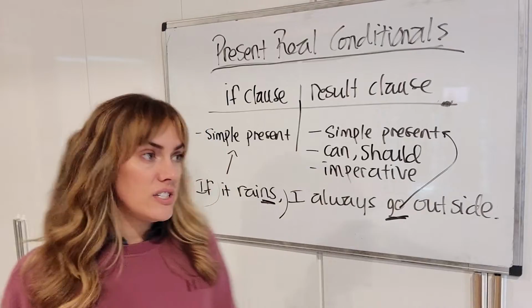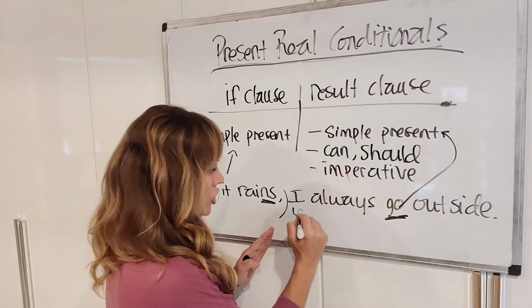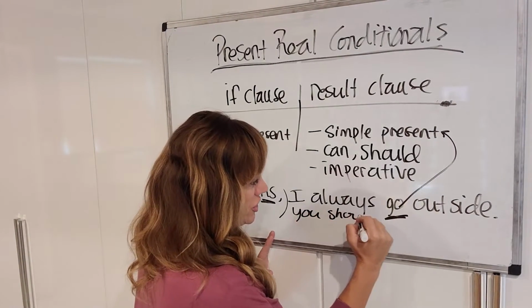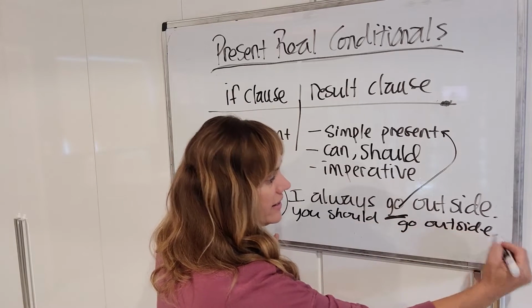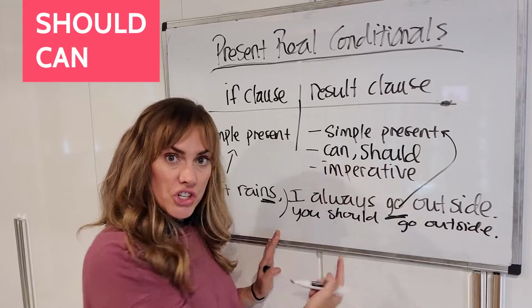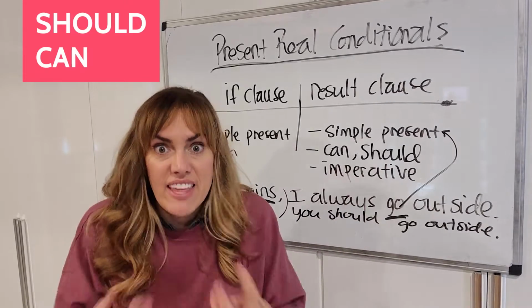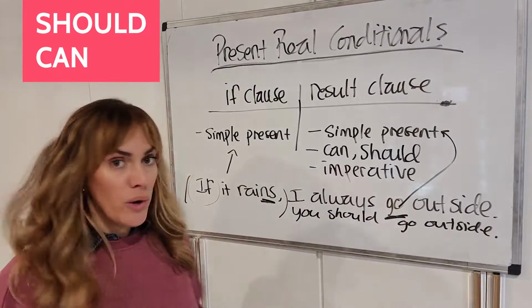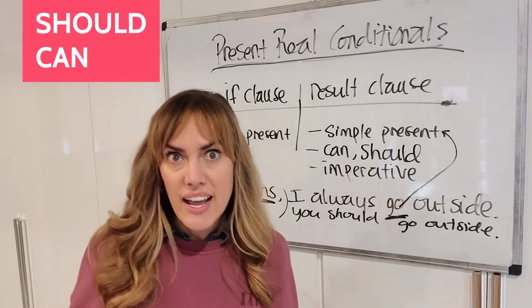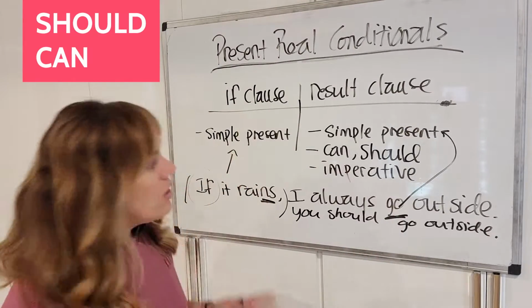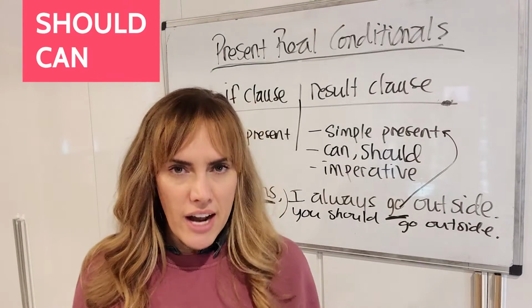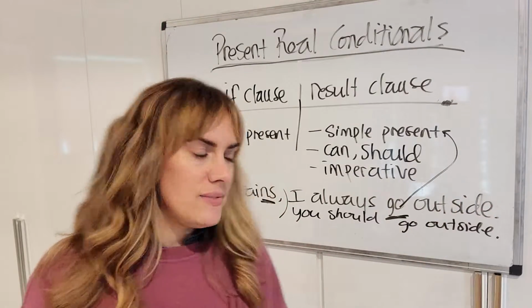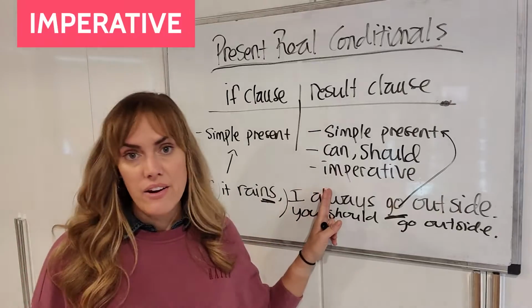Now I could also say, if it rains, you should go outside. Here I'm using the modal should. Should is for advice. I think it's a good idea. If it rains, you should go outside. It's nice. The rain is so nice. Or I can use can. You can go outside. It's fine. You're not going to get sick. It's nice. Or I can use an imperative.